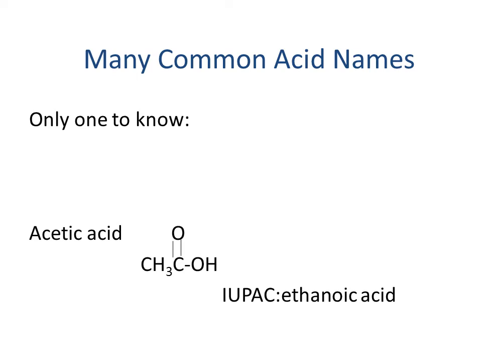There's only one common acid name to know, and that's acetic acid. We've seen it before, and you probably remember us referring to acetate, which is acetic acid with the proton taken off. The systematic name is ethanoic acid because 2 carbons gives you the ethane, then you take off the E and add the oic acid. Acetic acid is what we almost always call it, unless we're trying to be really official.